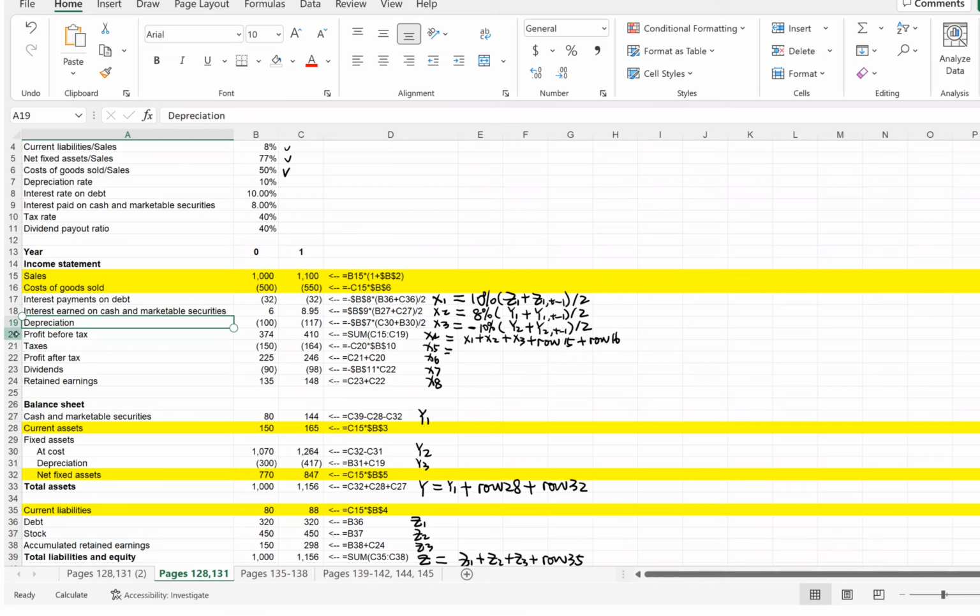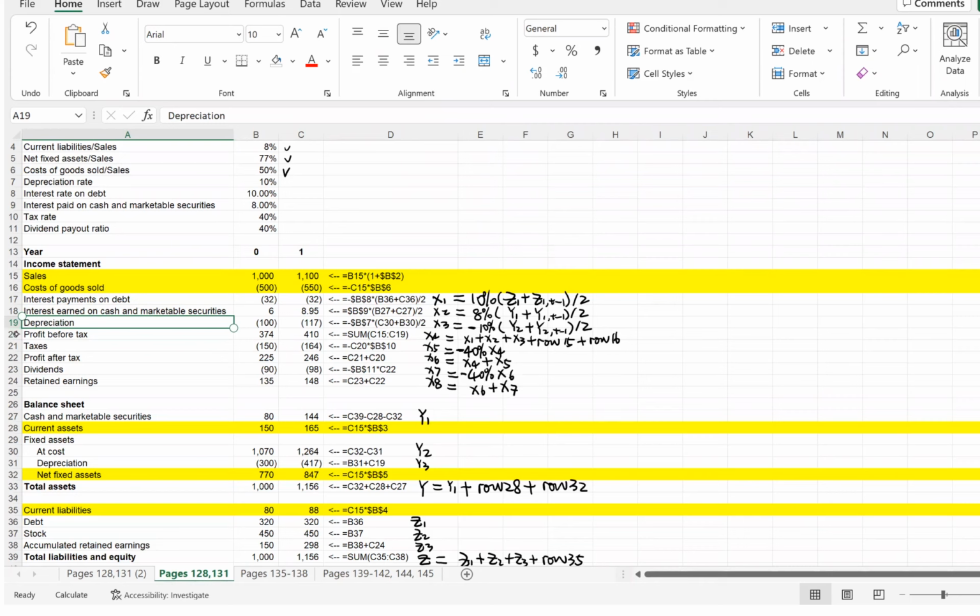And then moving to X5. X5 is taxes. So we just need to use the tax rate times X4, the profit before tax. And then X6, profit after tax. So let's add a minus sign here. That will be profit before tax plus X5. X5 is a negative value, representing the tax payment. So X7 here is how much dividend we want to pay based on the profit after tax. So we have a dividend payout ratio, which is 40%. So times X6. So pay out 40% of the profit. And finally, the retained earning will be X6 plus X7.